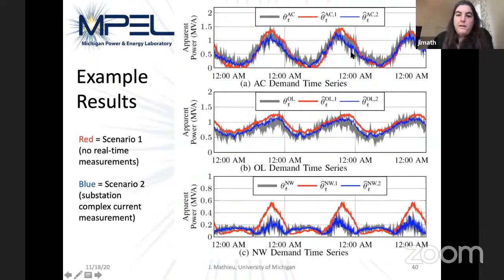So, just example results to visualize what we did. The top is the air conditioner prediction. The gray line is the actual air conditioner consumption. And here I'm just showing two scenarios. The red one is where we have no real-time measurements, so we're just using the models for open loop prediction. The blue one is where we do have measurements, specifically substation complex current. Before, we assumed we had real power only. With complex current, it's like having real and reactive power, so it's like a second measurement there, which is helping us immensely. You can see the blue line is more consistent with the gray line.